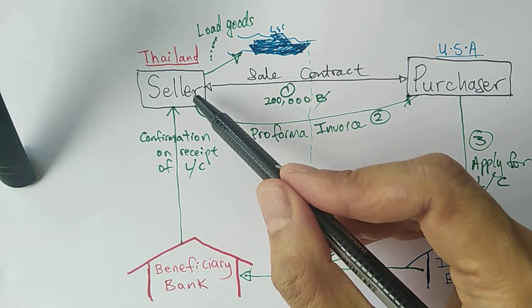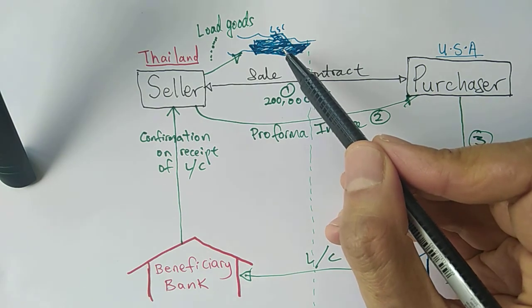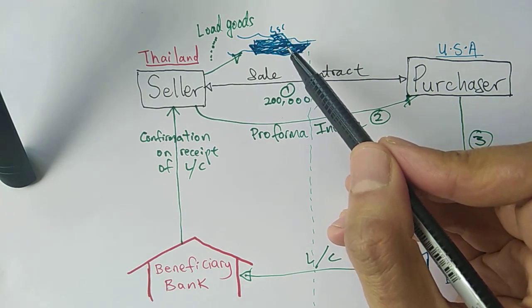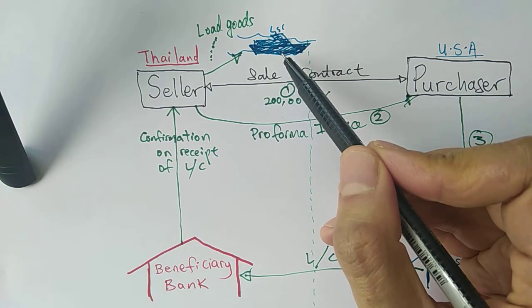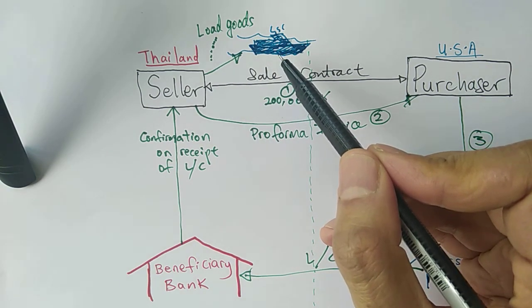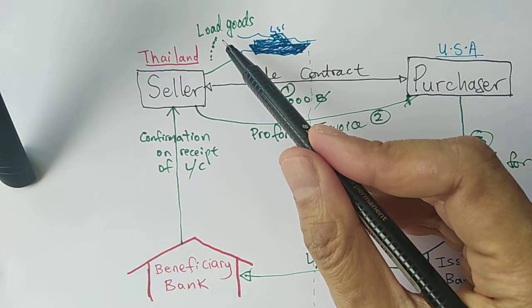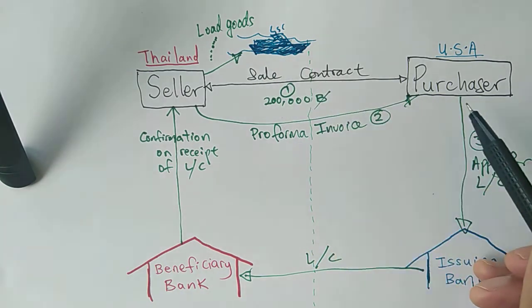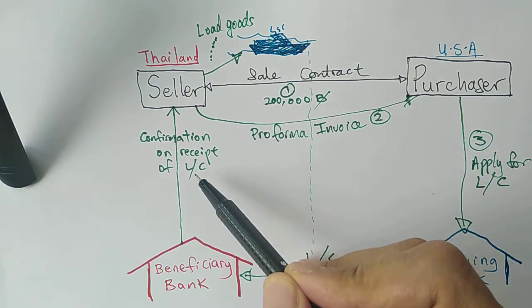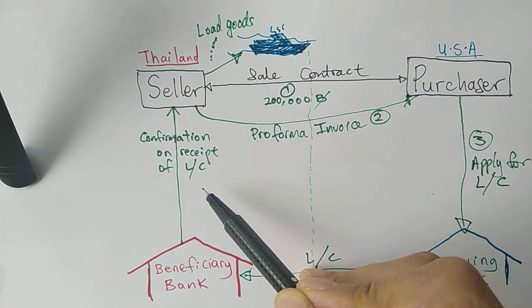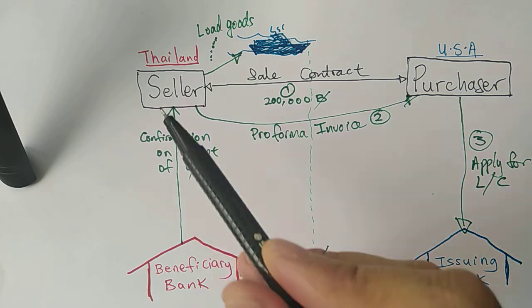So if the seller is in Thailand, probably you put it in Laem Chabang port, the ship is there, or you put it at Khlong Toei. You load the goods onto the ship. So take note, this is done. The things go to the purchaser, load onto the ship on confirmation of receipt from the seller's bank.